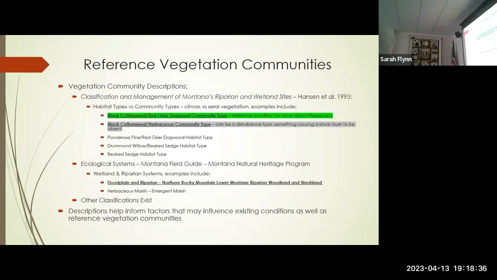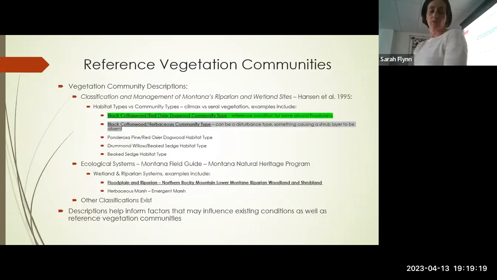I put in the example of a black cottonwood, red osier dogwood community type. That is one that we often see in riparian areas where we have a well-developed forest layer with a nice shrub layer that has native species in it, and often it'll have herbaceous native species. That's more of a reference condition that we would use for designing wetlands and riparian areas versus the black cottonwood herbaceous community type, which may be more of a disturbance community because something happened where your shrub layer is missing in that community. That's what we're looking for when we relate that back to our limiting factors: why is that shrub layer missing and what could be done to get that back.